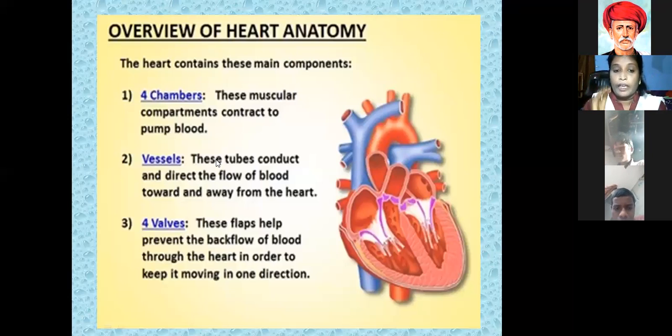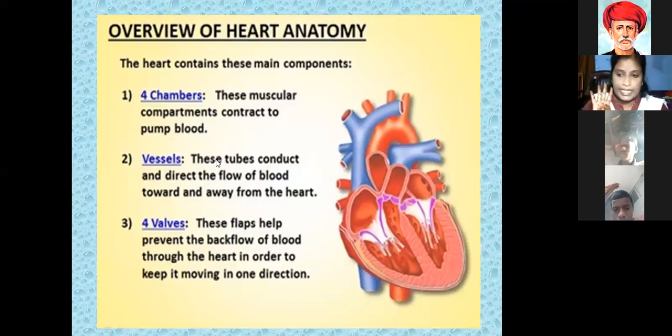Okay. The 4 chambers function as muscular compartments that contract to pump blood. The chambers are muscular compartments that contract to pump blood through all parts of the body. This is how the 4 chambers help.